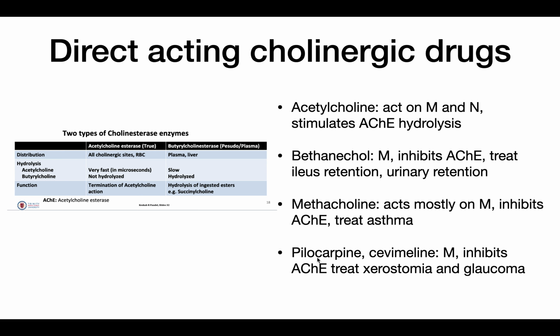And pilocarpine, cevimeline, these are also muscarinic receptors. They're going to inhibit the acetylcholine to treat xerostomia, so dry mouth, and glaucoma. So this is going to work in both M2 and M3 to decrease the intraocular pressure and to increase the glandular secretions.